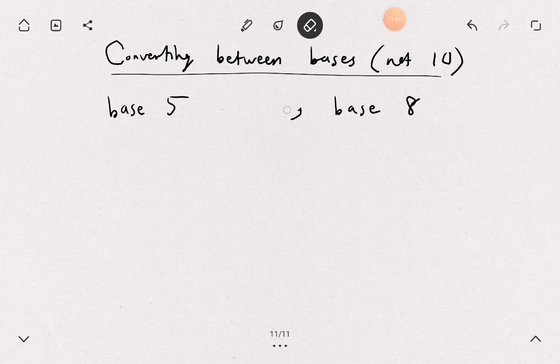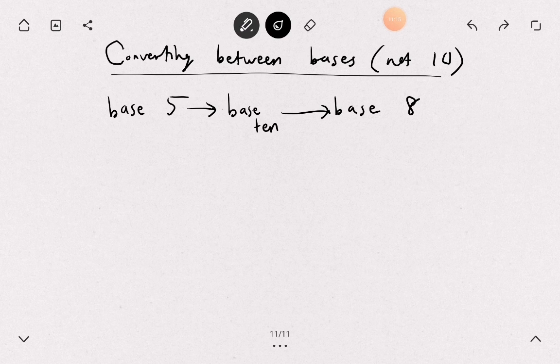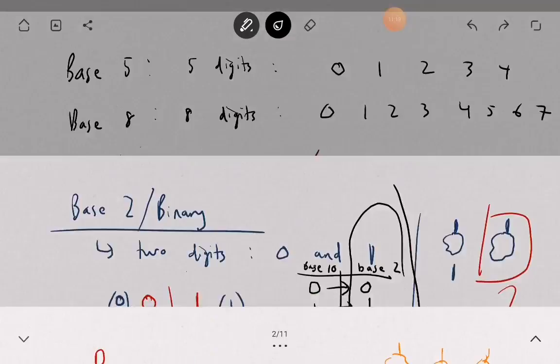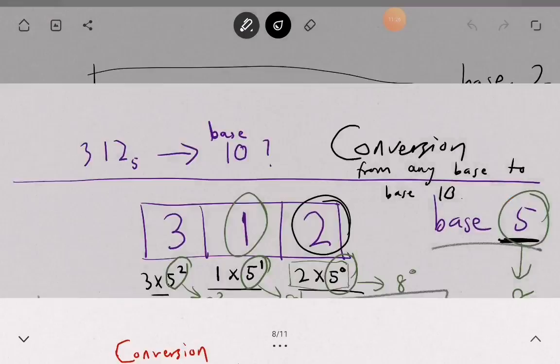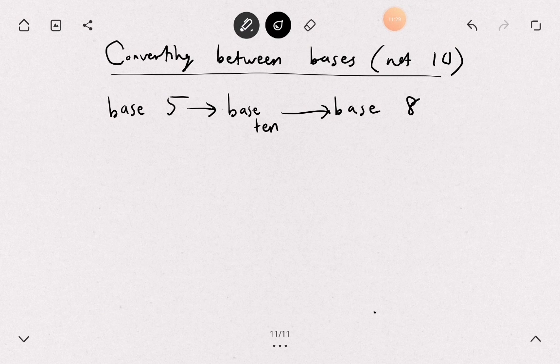What you can do instead of doing this direct conversion is convert to base 10 first. Base 5 to base 10 is what we did in part A, the other bases to base 10. And base 10 to base 8 is what we discussed just before this, which is part B. So then you can do it.